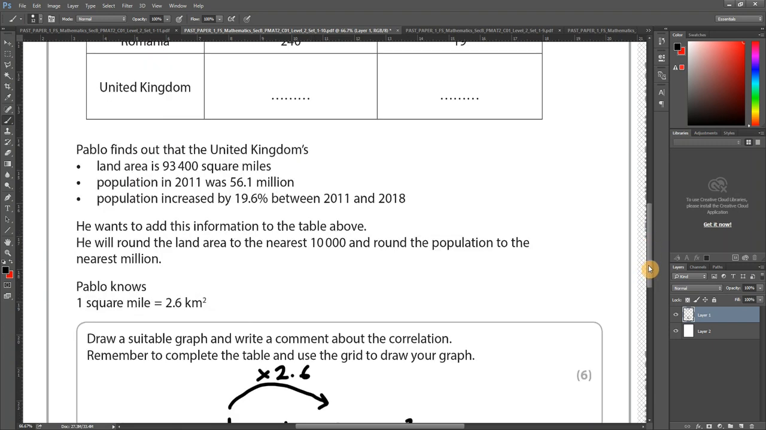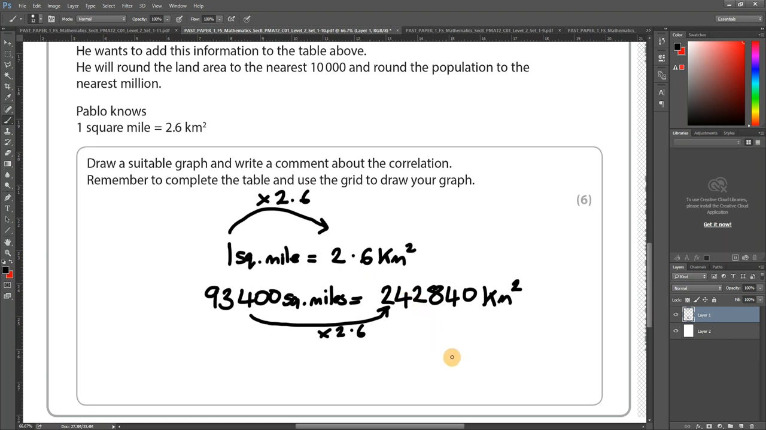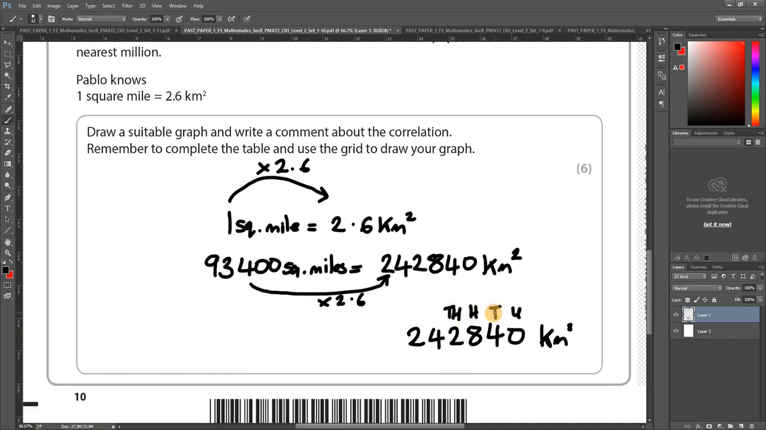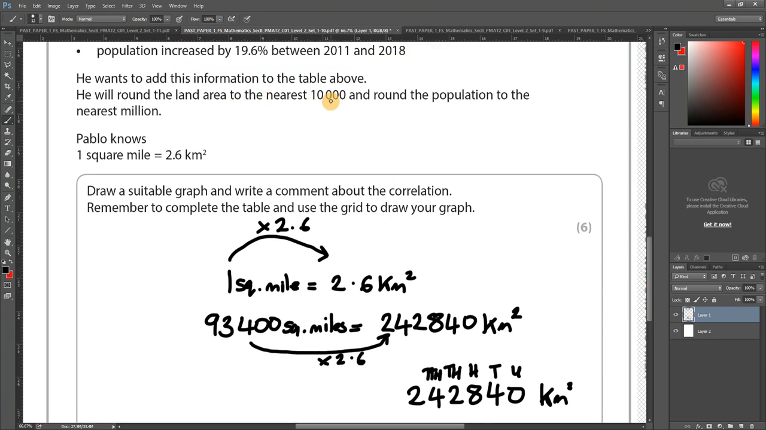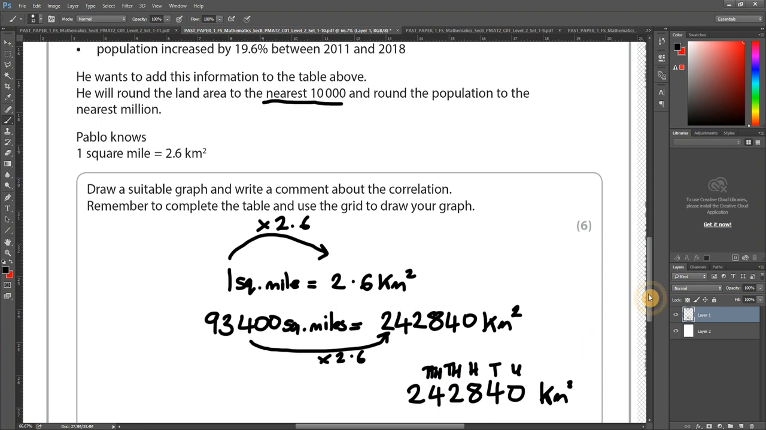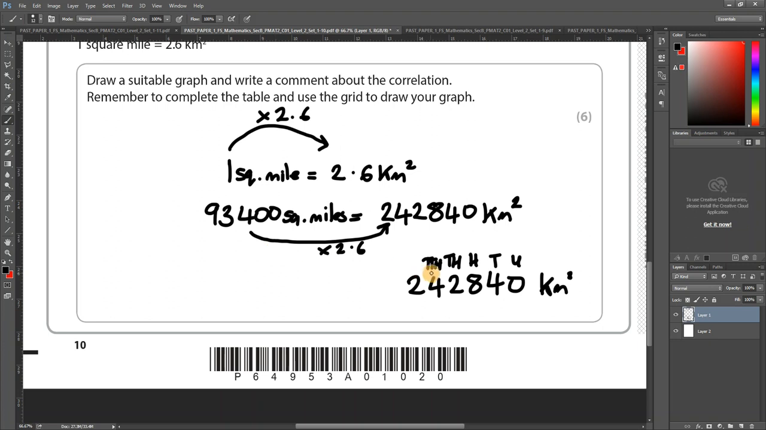So for my answer for the UK, let me rewrite this: 242,840 kilometers squared. These are my units, that's my tens, that's my hundreds, that's my nearest thousand, and this is my nearest 10,000. So in fact, they want it to the nearest 10,000. Let me just double check. They said round the land area to the nearest 10,000. You highlight that bit there. So you want to round it. Let me show where the cutoff point is. To the nearest 10,000 is that 4 there. That's your cutoff line, so the 2 is going to decide what happens to the 4 on this side.